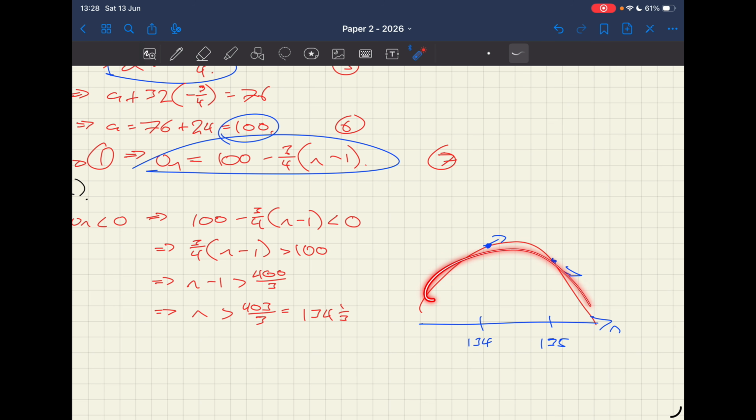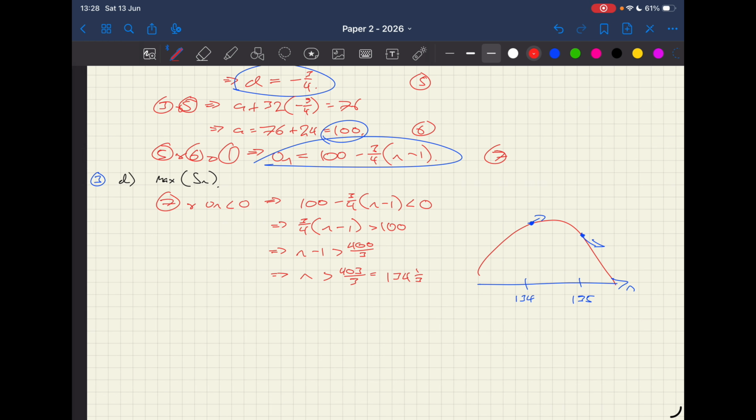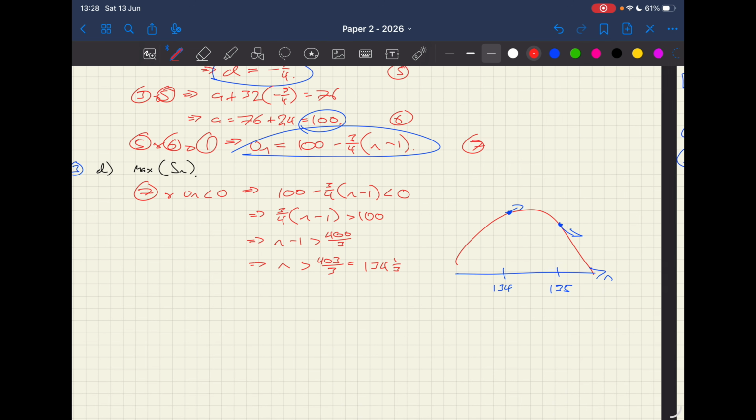This is plotting n as if it was continuous. Actually, it's going to be discrete, so you will just have this actual value. This one we've definitely stepped down. We get bigger than 134 and 1/3. So the 135th term of our sequence is negative, so it is definitely a step down from this one. Therefore, the maximum value is going to be when we plug in 134. So good, we can call this fact number 8 over here.